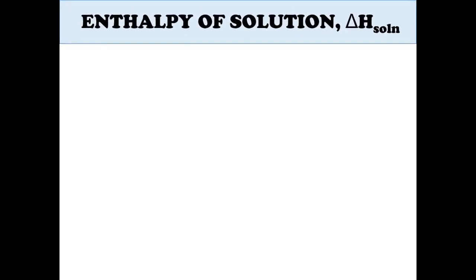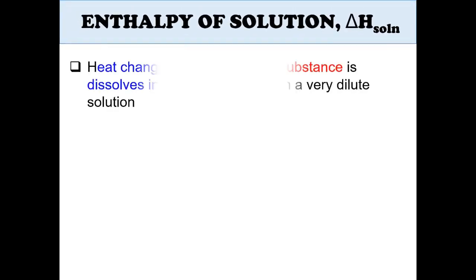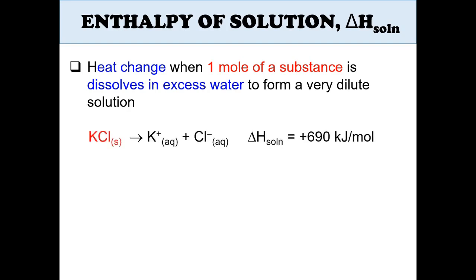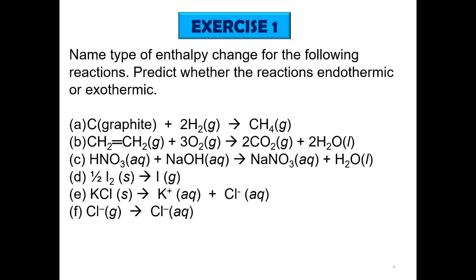Enthalpy of solution, delta H soln. The heat change when 1 mole of substance is dissolved in excess water to form a very dilute solution. KCl solid changes to K plus aqueous plus Cl minus aqueous. Delta H solution is positive 690 kJ per mole.